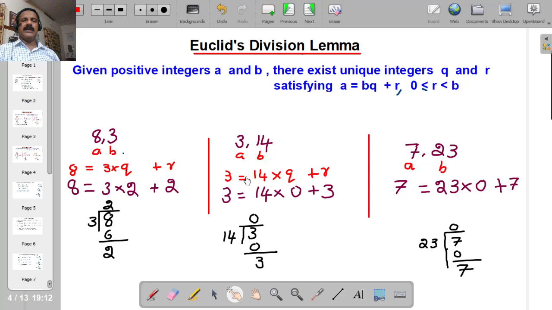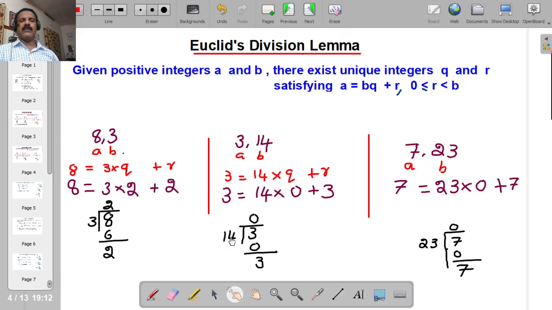So 3 is equal to 14 times q plus r. We have to find values for q and r satisfying this equality. For that, we will be dividing 3 by 14.